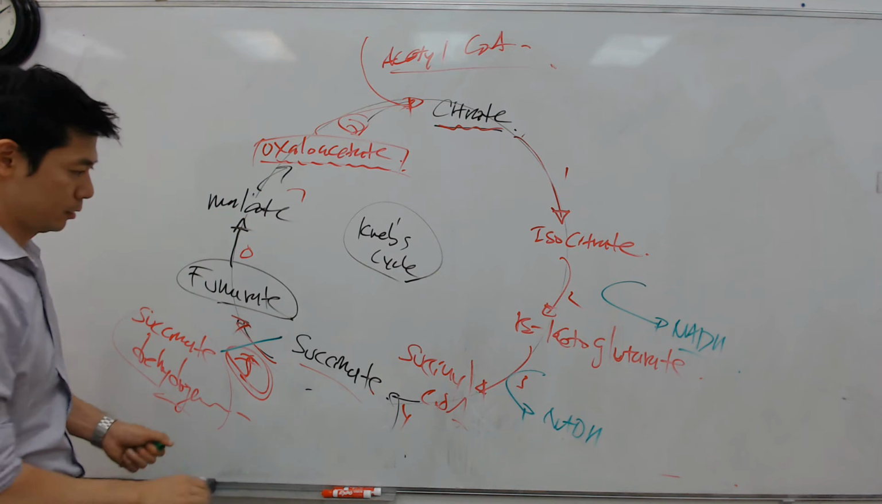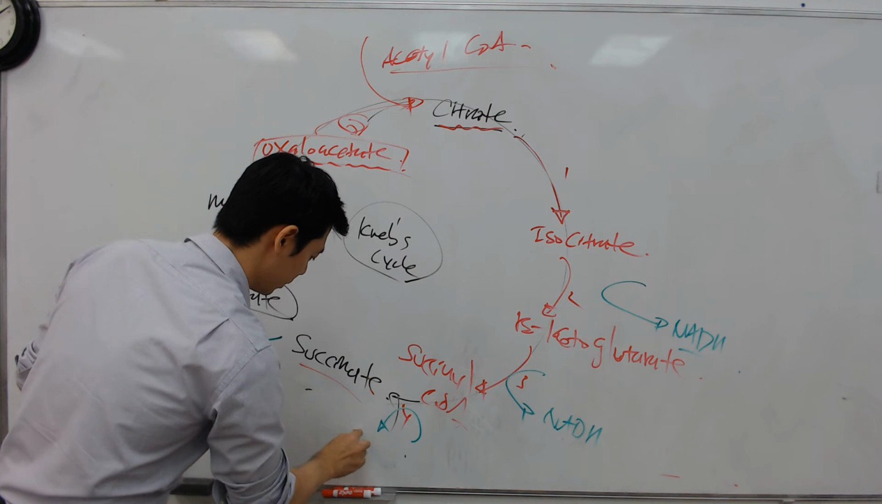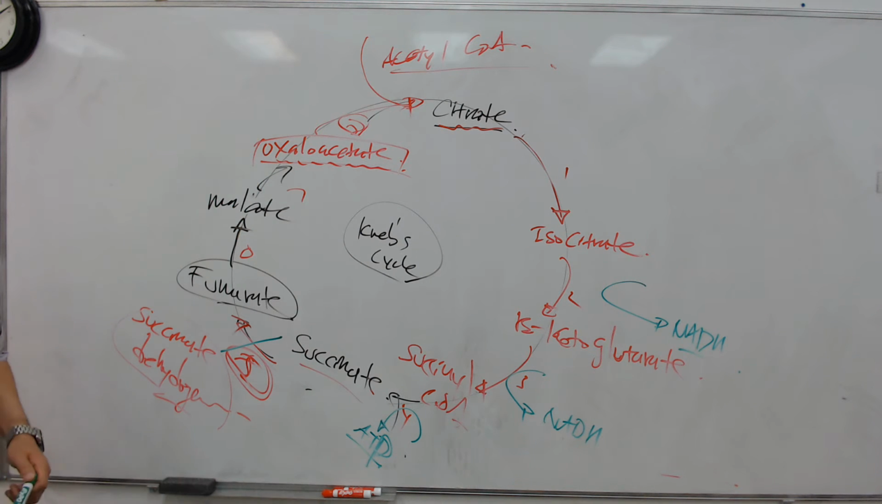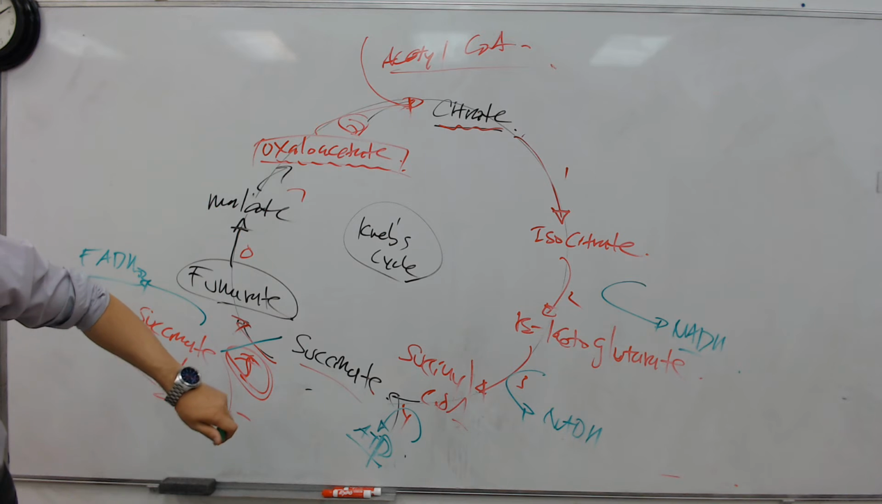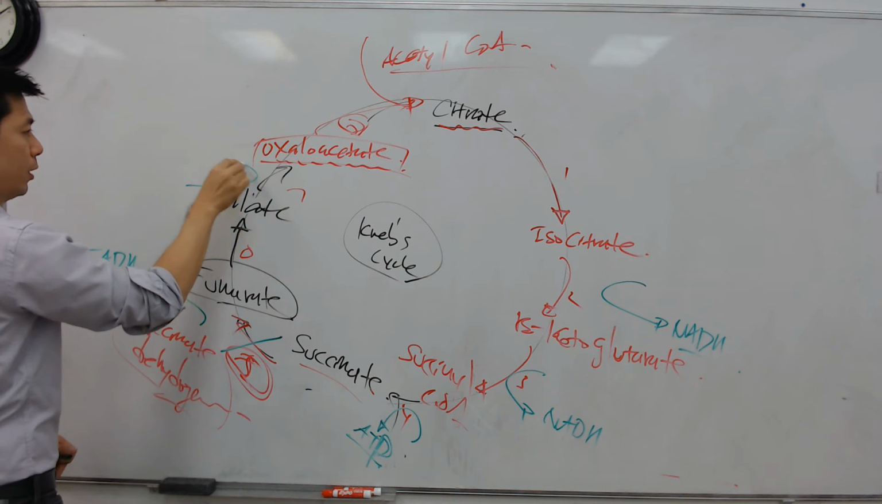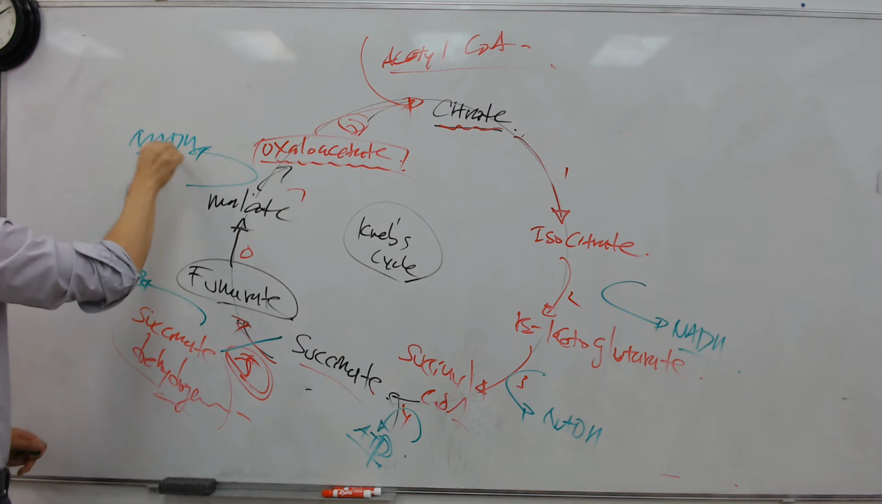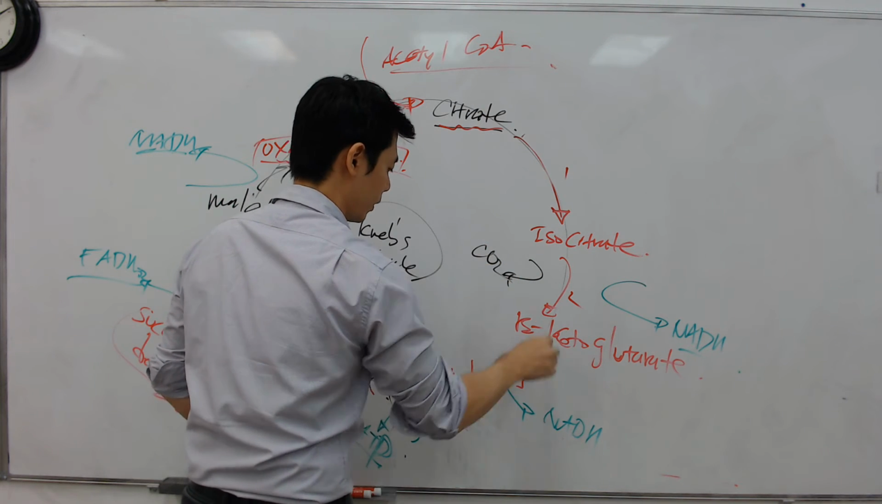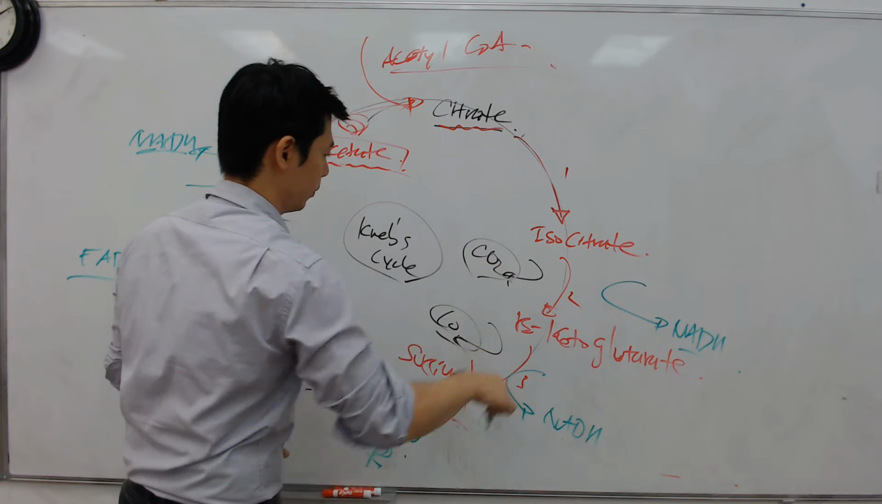And then succinyl-CoA to this one, they actually produce ATP here, by the way. And from here to here, they actually produce what we call FADH2, we'll talk about it. And the last step, malate to oxaloacetate, produces one NADH as well. And then CO2 goes out on two steps: CO2 goes out here, and CO2 goes out here. Two carbons go out on those two.